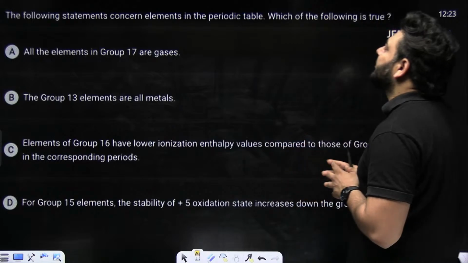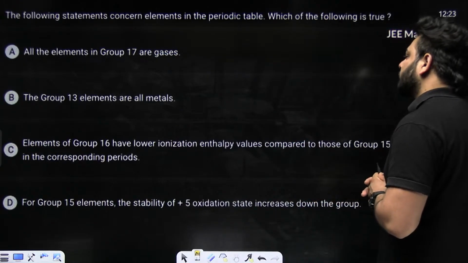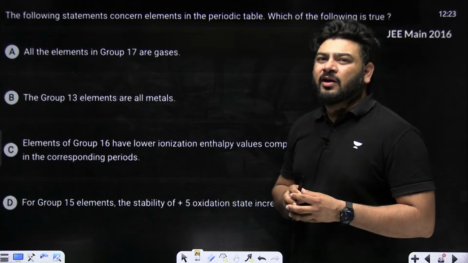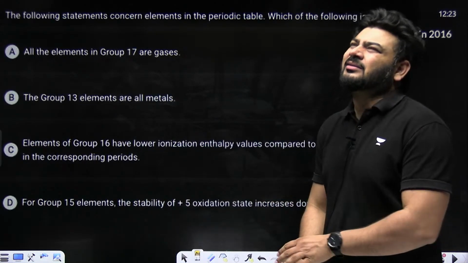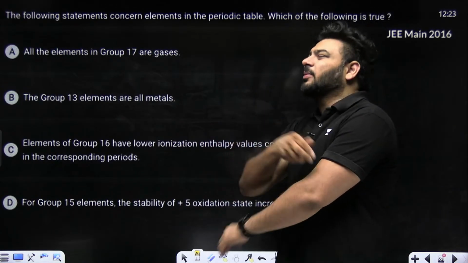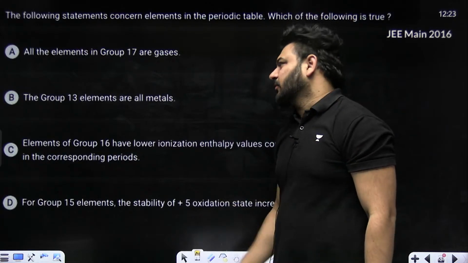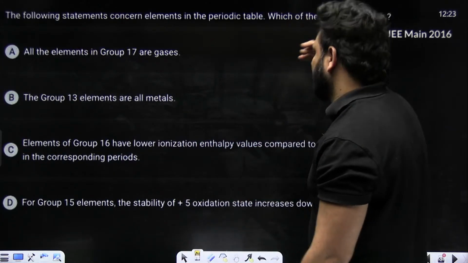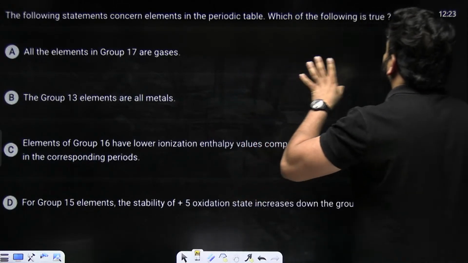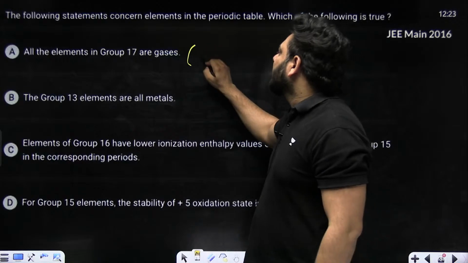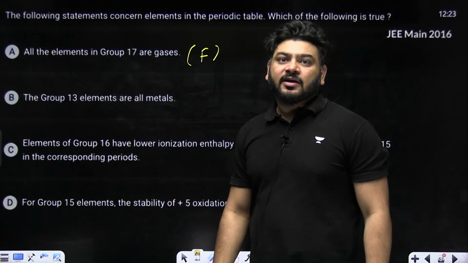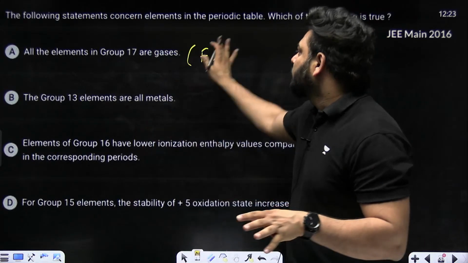The following statements concern elements in the periodic table. Which of the following is true? All the elements of group 17 are gas: fluorine, chlorine, bromine, iodine. Iodine is not a gas here. Iodine exists in both forms, but right after it comes tennessine, and I have no exact idea, but we'll keep it in mind. So I'm taking it as false, since after iodine, tennessine is a radioactive metal, not a gas.